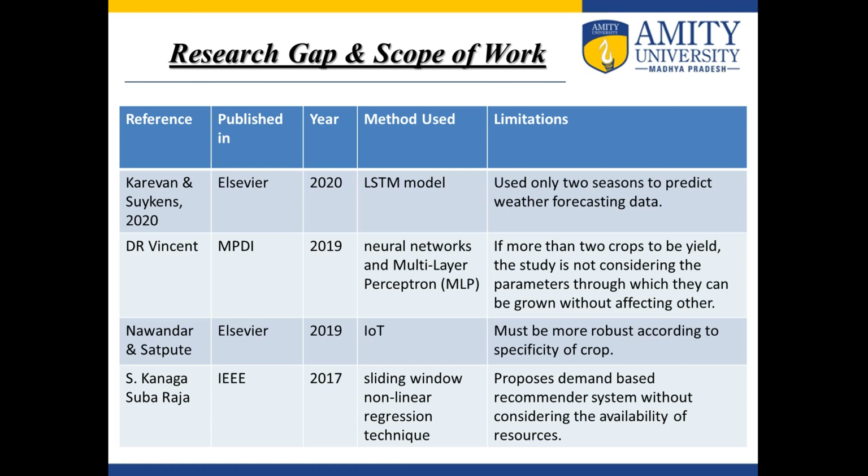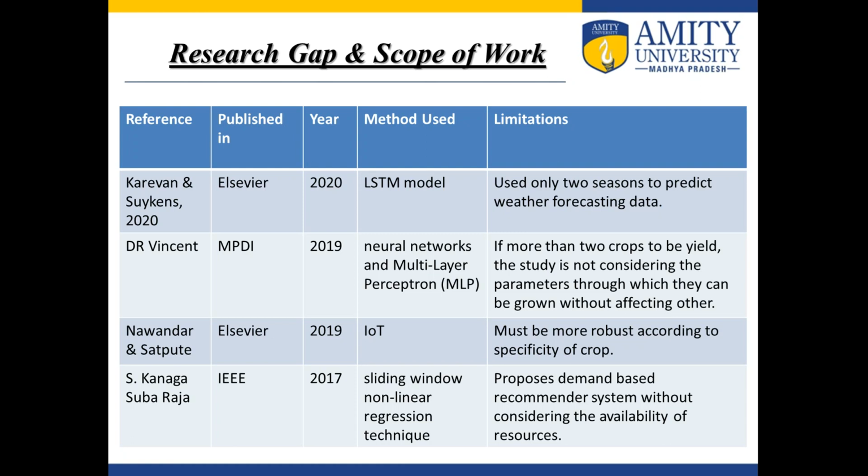Then Vincent, published in MDPI 2019, used neural network and multi-layer perceptron methods. The limitation is with more than 2 crops. If crop diversification is there, they are not considering the parameters through which we can maintain the nutrient level. If we are talking about fertilizers, NPK is there: nitrogen, phosphorus, and potassium. If one crop absorbs more fertilizer, then what is the ratio for the second crop? That should be maintained, otherwise we have to use more fertilizers. If it is possible, we can consider that factor also.